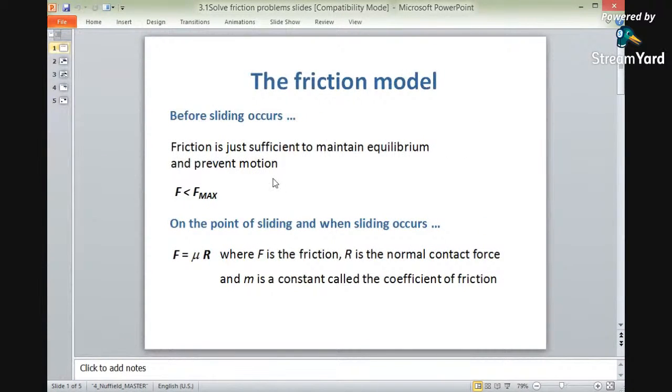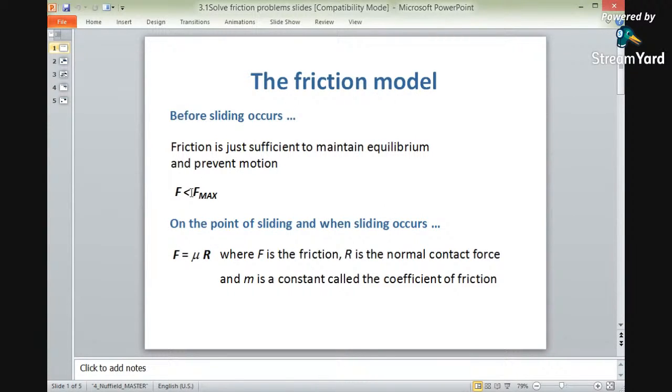So these are the frictional forces. As I've already said, what is friction? Friction is nothing but the resistance to motion. When a vehicle or any object moves over another surface, friction is caused, and therefore a frictional force exists. Before sliding occurs, friction is just sufficient to maintain equilibrium and prevent motion. In order to reduce or avoid the motion, the frictional force plays an important role.